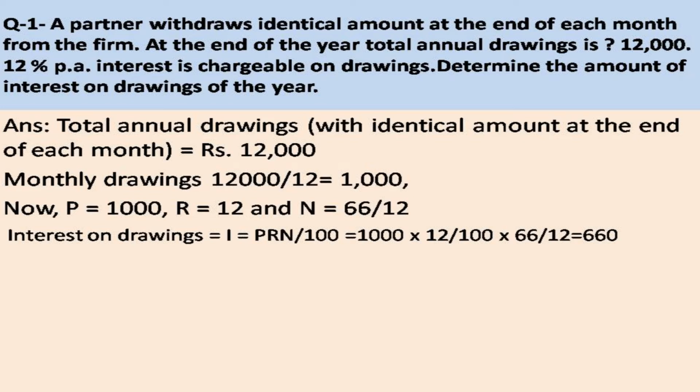Now P is equal to, P means principal, P is equal to 1,000, R is equal to 12 because R means rate of interest, and N is equal to number of months, that is 66 upon 12. Interest on drawings I is equal to PRN upon 100. So I is equal to 1000 into 12 upon 100 into 66 upon 12, which is equal to rupees 660.